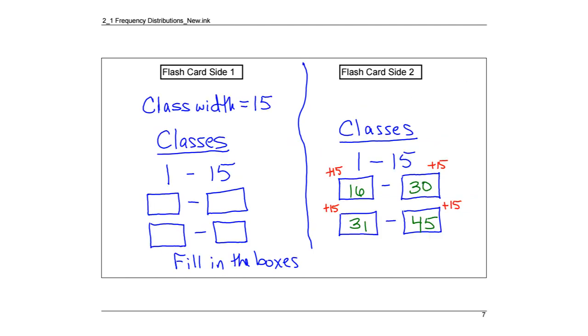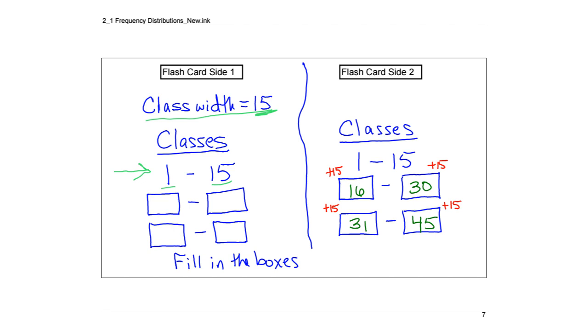Okay, so now we're going to get a little trickier here. They gave me a class width, and they gave me the first class. They told me my lower limit was 1, my upper limit was 15. They told me the class width was also 15. That's just a fluke. And they want me to fill in the boxes. For this, we haven't really done a problem with this yet because the classes were already set up for us. We have to work our way down.